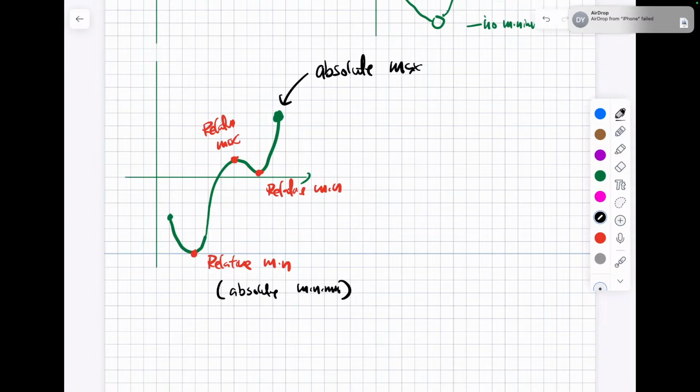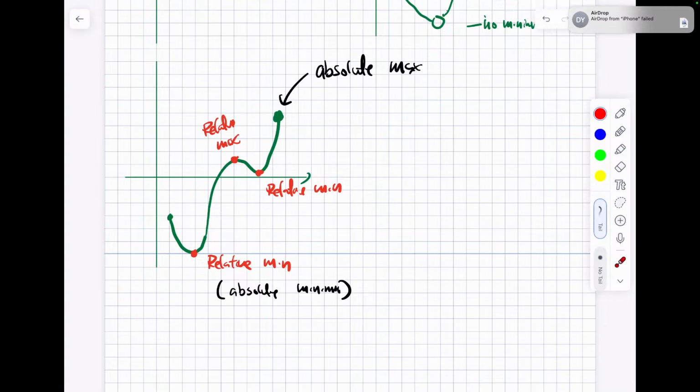So this one can be relative and absolute at the same time. And the point here is also known as an endpoint extremum. The endpoint extremum in this case is the absolute maximum. Absolute, which is the highest. So if I say absolute, then it's going to be the highest.